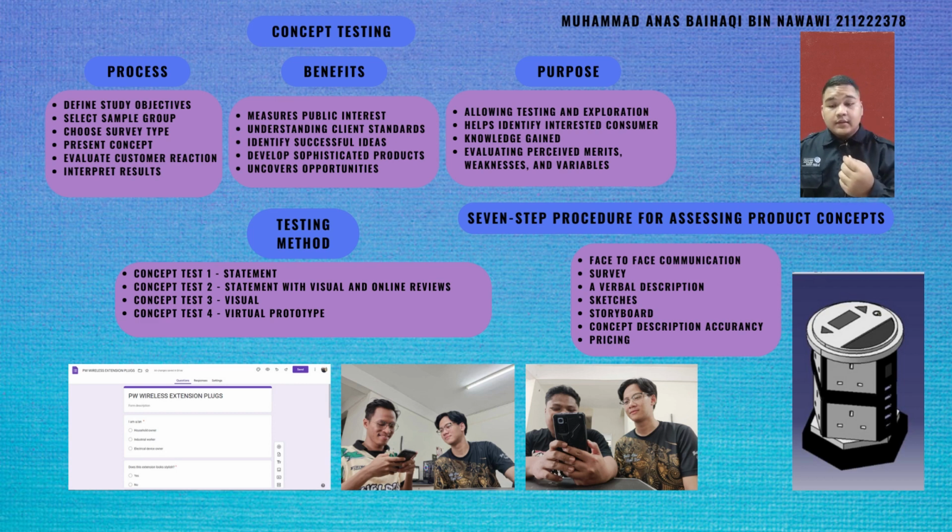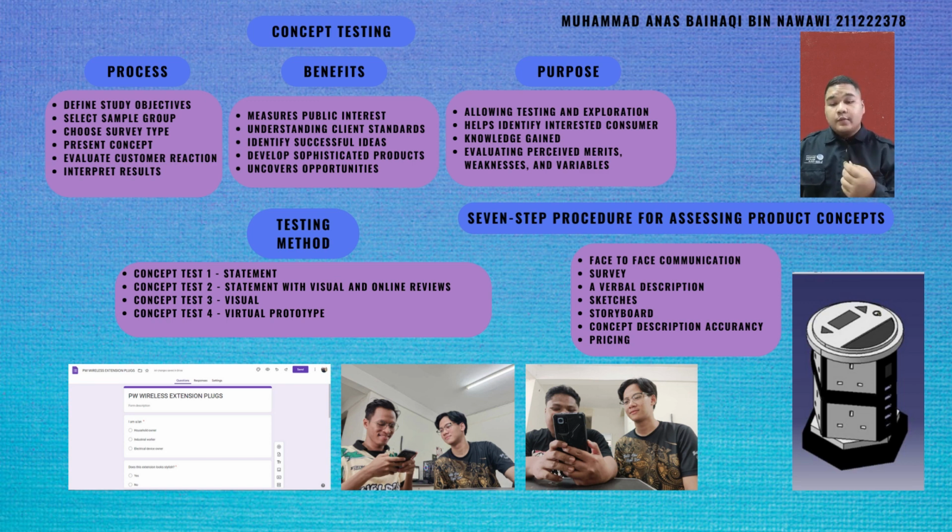There is the testing method. We have four testing methods. First, we take a statement. Second, we take a statement with visual and online reviews, where we can make an interview, or a Google Form, or a survey, for example. Third one is visual, and the last one is visual prototype.